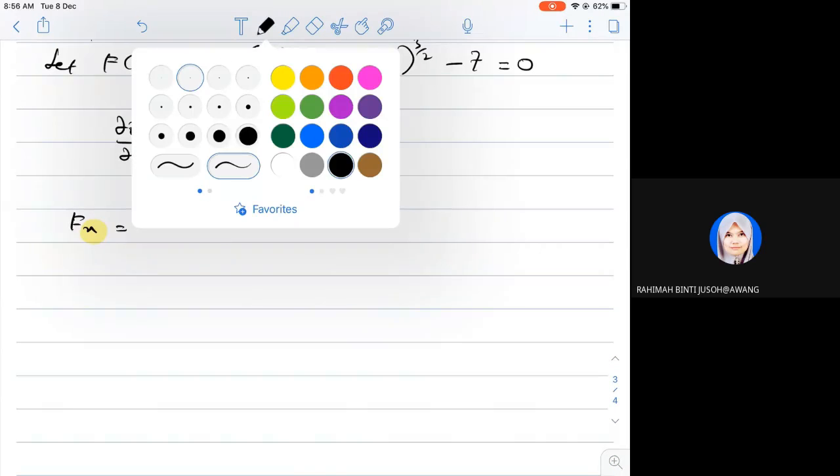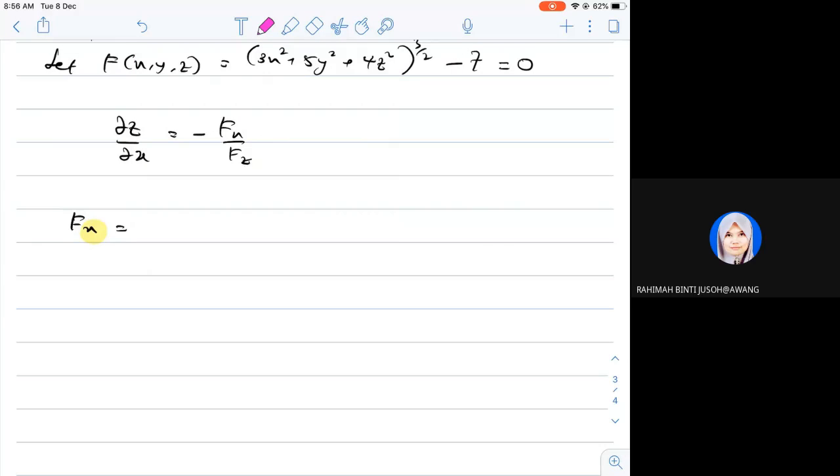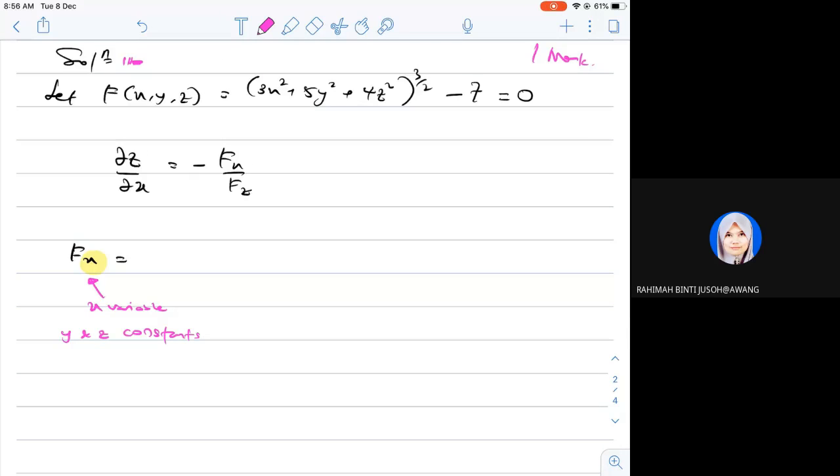Okay, so bila you differentiate with respect to x, means only x yang variable. Okay, so what happened to z dengan y? Y and z becomes constants. That's why dia lebih mudah lah. So you just care about X sahaja sekarang ni. Kalau tadi you kena tengok dua-dua, X dengan Z. But now you just look at one variable, which is X. Okay? So let us solve.